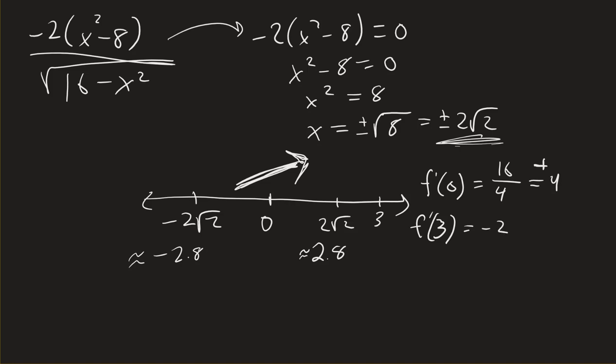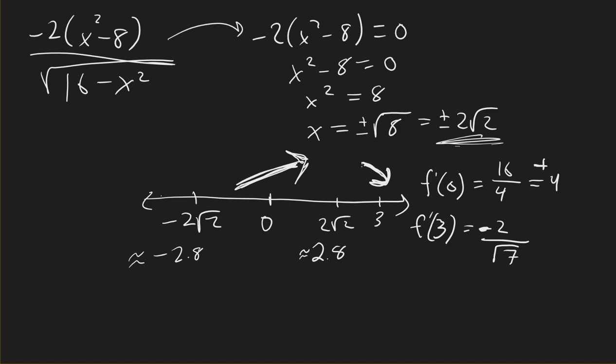But if I plugged positive 3 into my derivative, this would be 9 minus 8, which would be 1. So my numerator is negative 2. And if I plug 3 into my denominator, this would be 9, and 16 minus 9 would be 7. And the main thing that I care about is that the derivative is negative. So after this critical number, it looks like the derivative becomes negative, which means it is now decreasing.